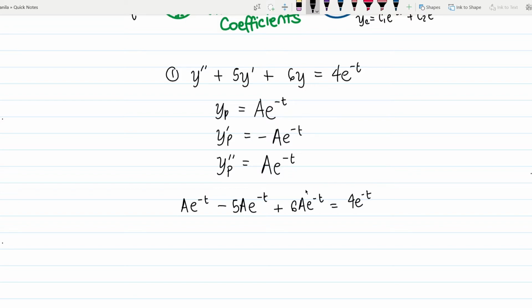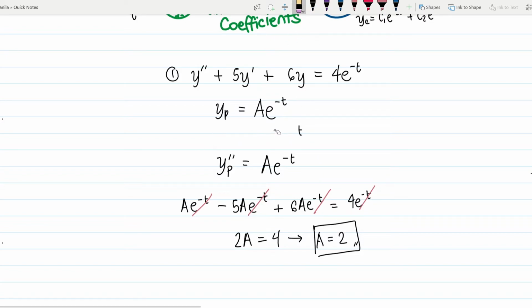And so you see, it's really nice because what we can do is we can just cancel, right? A minus 5a, that's minus 4a. Minus 4a plus 6a, we get 2a is equal to 4. If we get a solid answer here, which is a is equal to 2, doesn't have to be clean. If we get a solid answer here, then our guess is correct. And finally, we can make our general solution.